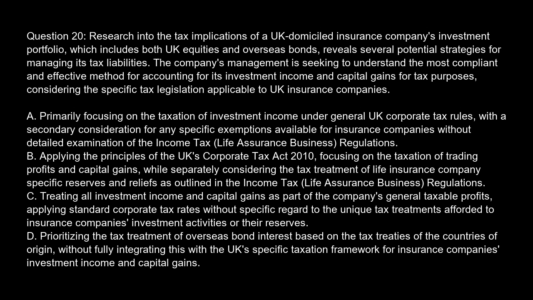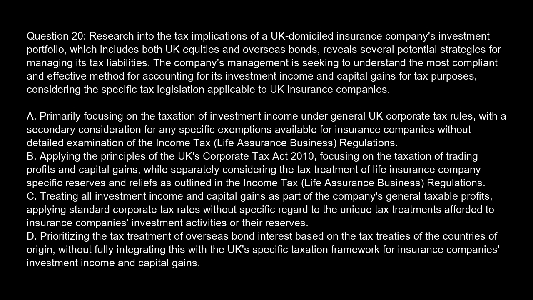Option A. Primarily focusing on the taxation of investment income under general UK corporate tax rules, with a secondary consideration for any specific exemptions available for insurance companies, without detailed examination of the Income Tax (Life Assurance Business) Regulations. Option B. Applying the principles of the UK's Corporation Tax Act 2010, focusing on the taxation of trading profits and capital gains, while separately considering the tax treatment of life insurance company specific reserves and reliefs as outlined in the Income Tax (Life Assurance Business) Regulations.